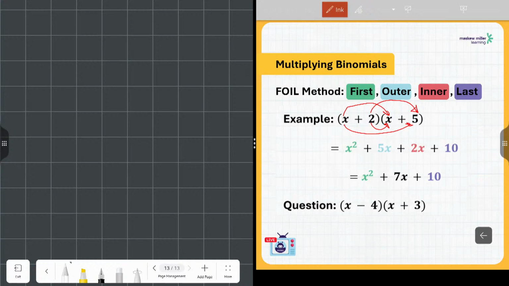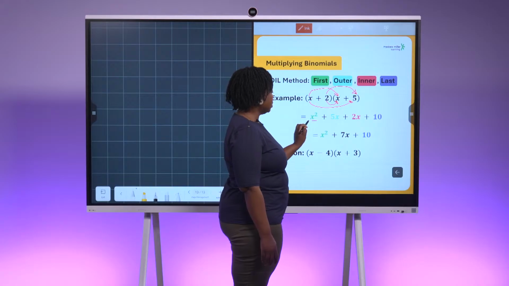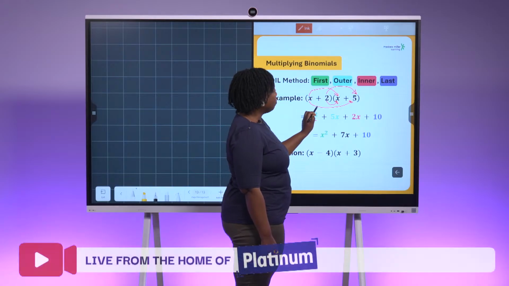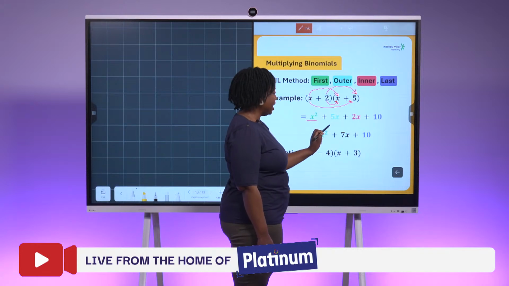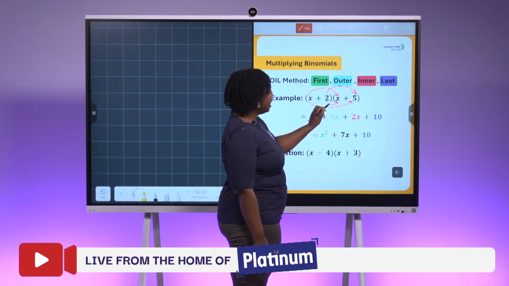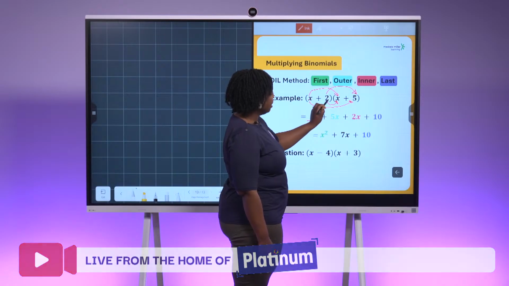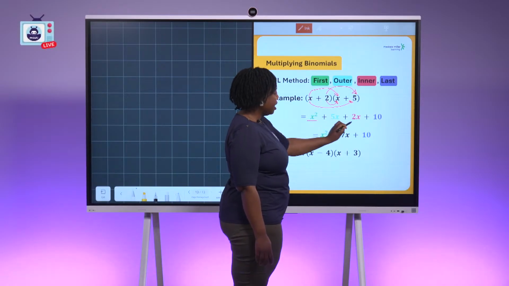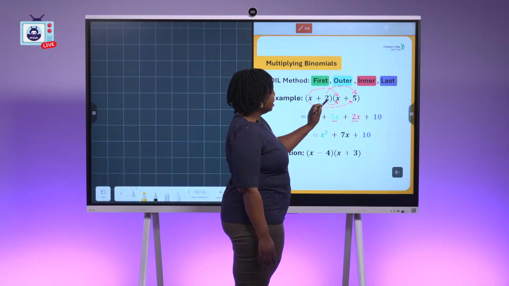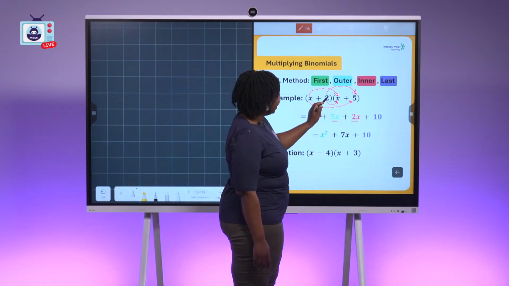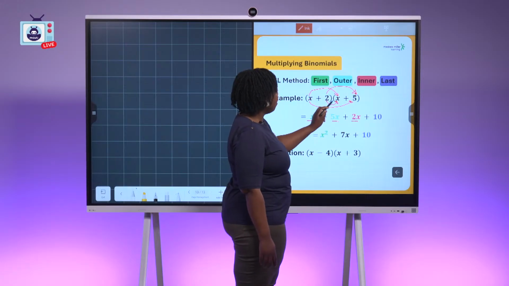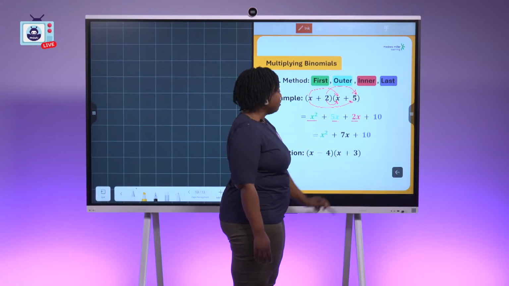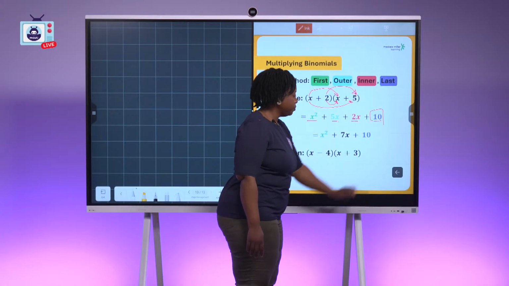So we start with first, which will give us x squared, and we multiply the outer. 5 multiplied by x will give us 5x, and we multiply the inner, which will give us 2x, and we multiply the last, which is the outside part of it, though that's the last. 2 multiplied by 5 equals 10.